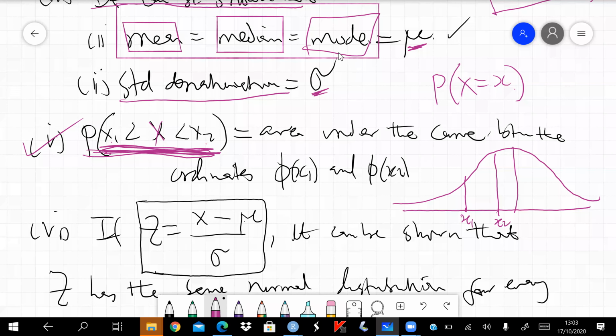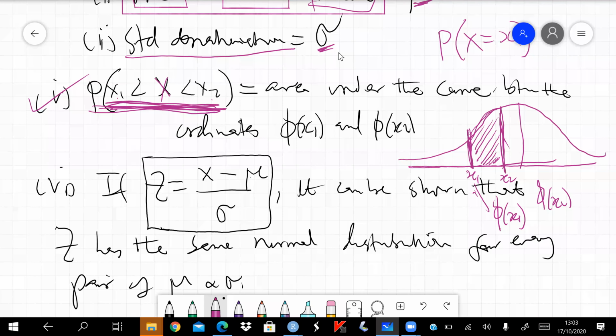Okay, and in this case, we say that the probability that x is between x1 and x2 is this area here. It is the area below the curve, and between this ordinate, this is the ordinate phi of x1, and this is the ordinate phi of x2. So the area below the curve and enclosed by that, and of course the x-axis, that's the probability that x is between x1 and x2. Okay.